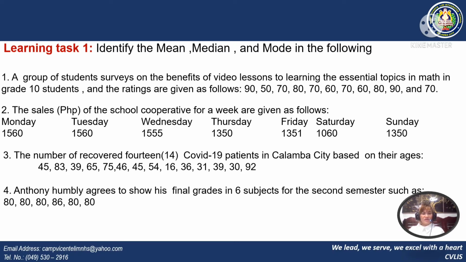Third, the number of recovered 14 COVID-19 patients in Calamba City based on their ages: 45, 83, 39, 65, 75, 46, 45, 54, 16, 36, 31, 39, 30, and 92. Fourth, Anthony humbly agrees to show his final grades in 6 subjects for the second semester, such as 80, 80, 80, 86, 80, and 80.